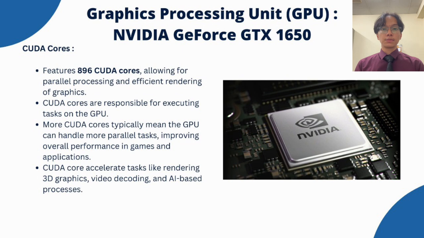CUDA cores are responsible for executing tasks on the GPU. More CUDA cores typically mean the GPU can handle more parallel tasks, improving overall performance in games and applications. CUDA cores accelerate tasks like rendering, 3D graphics, video decoding, and AI-based processes.